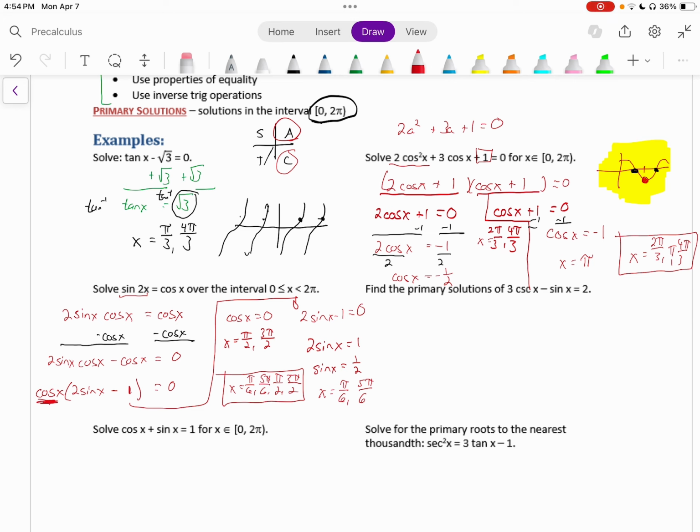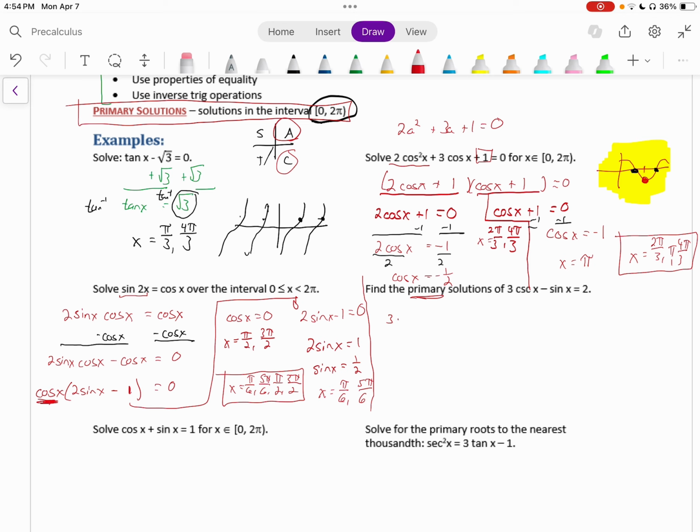Next one, find the primary solutions. Well, again, primary solutions was defined here, so still between 0 and 2 pi. So this is 3 cosecant x minus sine x equals 2. We can't factor anything right now. It's not set equal to 0. So if that ever happens, you might need to use an identity to change something. So we know that cosecant x is 1 over sine of x.